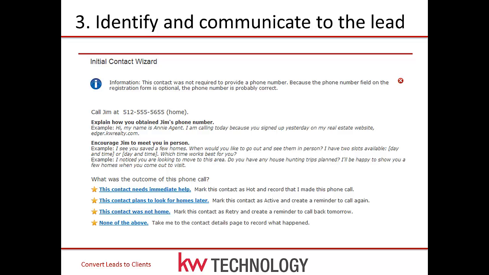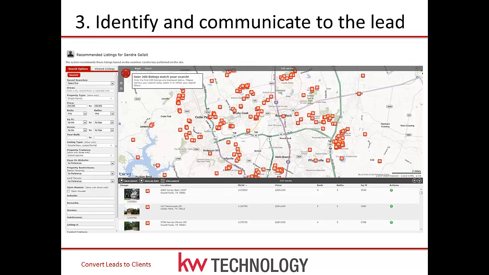If they're in need of immediate help, we can mark them as hot. If they plan to look for homes later, we can mark them as active and create a reminder in eEdge. If the contact was not home, we'll simply mark them as retry and create a reminder in eEdge to call them back tomorrow. Or none of the above. This will take us to the contact's detail page record and we can record the conversation. You can also send listings to the new lead who have identified themselves as a buyer and have provided you with the details on the types of homes and the area that they're looking for.